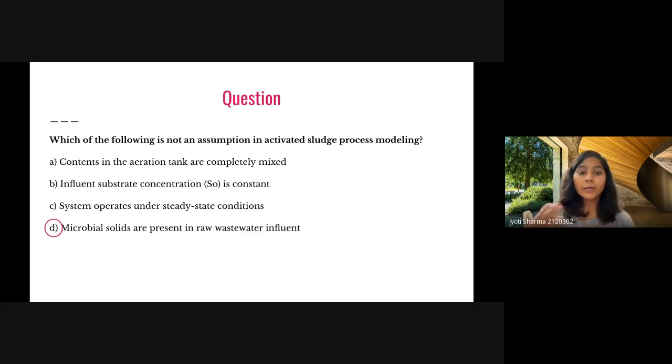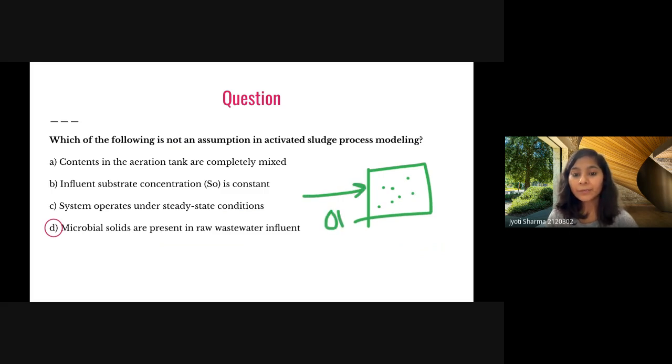So now I'm drawing the same thing. This is the aeration tank that has liquid and microorganism, and the polluted water will come in. Polluted water will have organic matter, so that will be the substrate S node. The contents in the aeration tank are completely mixed. Yes, this is the assumption that we have. Influent substrate concentration is constant.